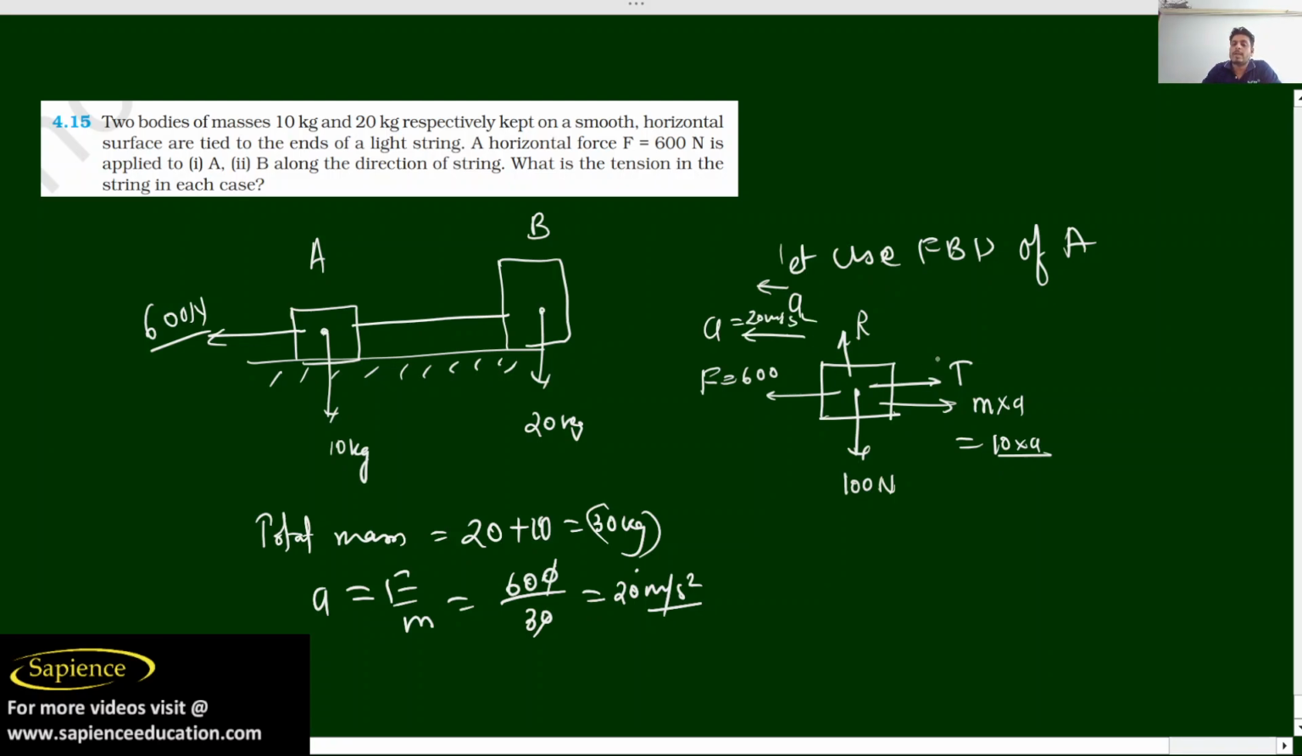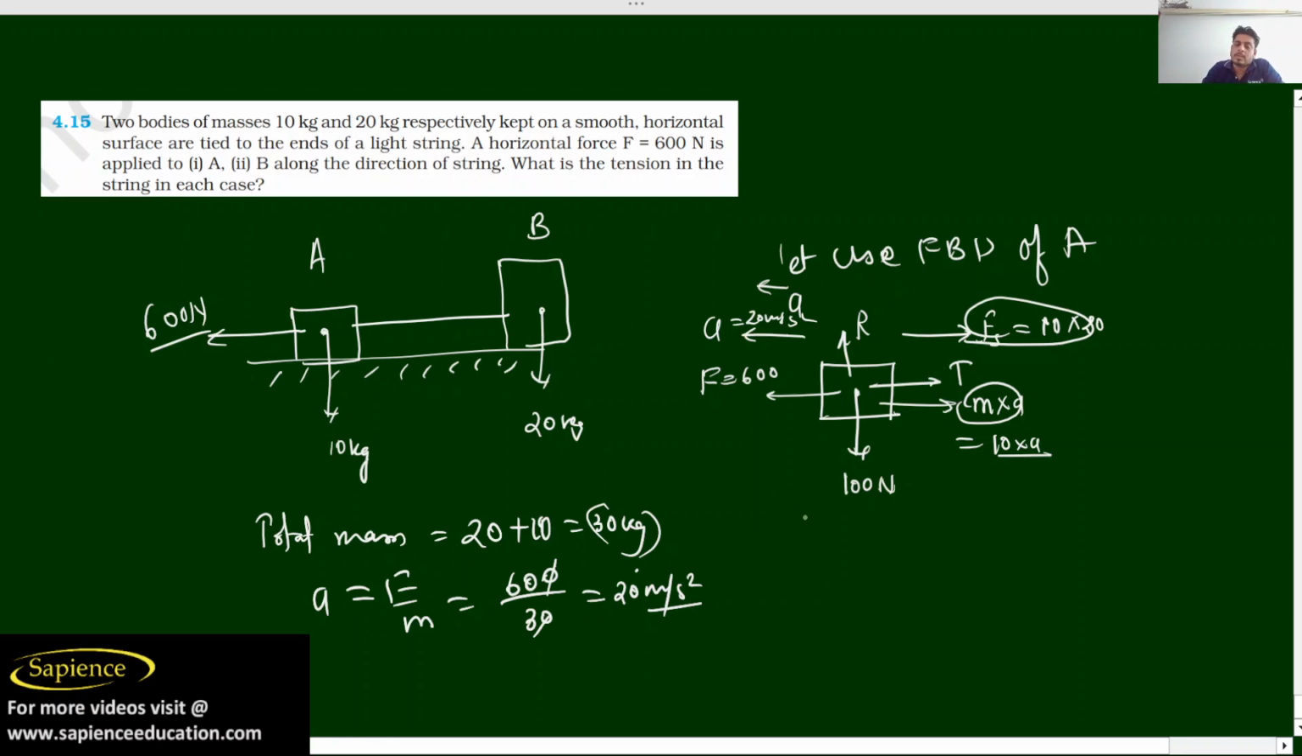So pseudo force will act in this direction. Pseudo force F pseudo will be equal to mass into acceleration. The mass of this object is 10 kg, into acceleration 20. See here, I have taken pseudo force two times, so I should not take it twice. This is a pseudo force only.